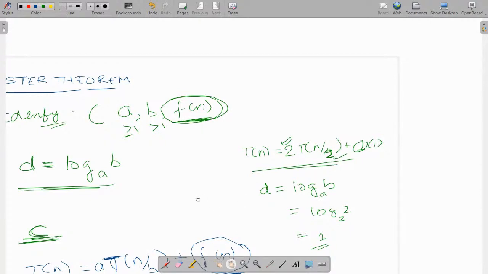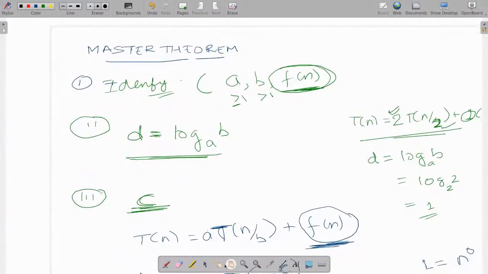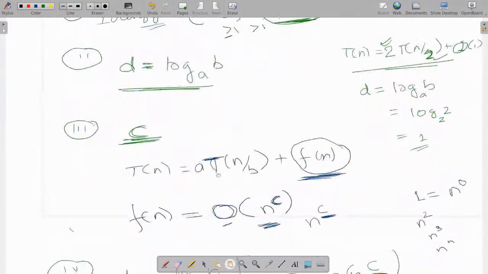Now we compute d. And what is d? d is computed as log b base a, the denominator of the fraction, base the number that was multiplied with the inner T. Then after we have the d, we look at c.